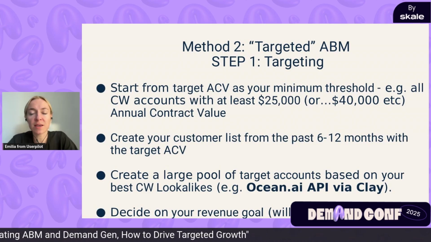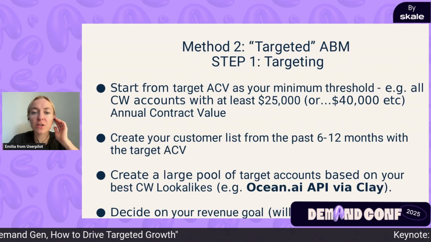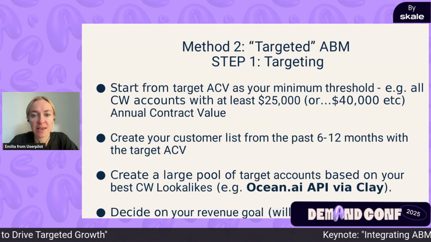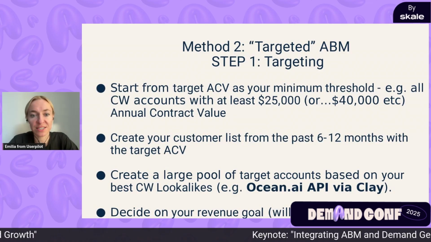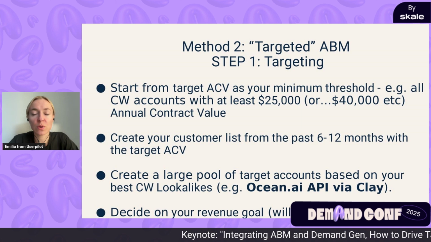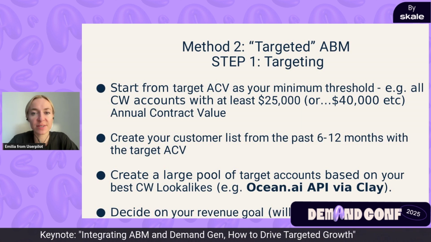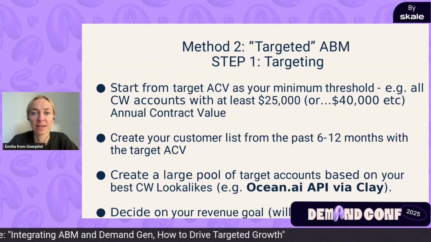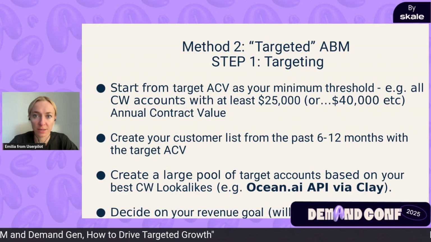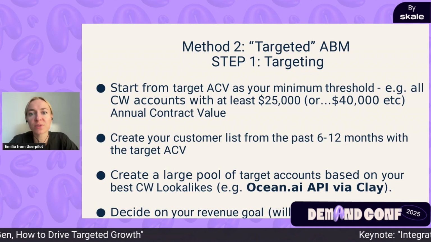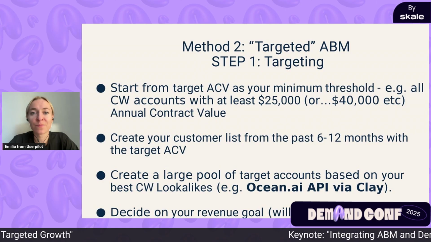Now, this was the Emergent ABM strategy. When you look at the targeted ABM, the first step is targeting. So you need to look at the accounts in your CRM that are already kind of representative of your most successful potential customers. So how do you define the most successful potential accounts?